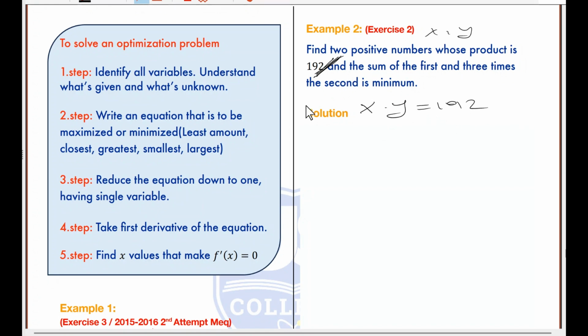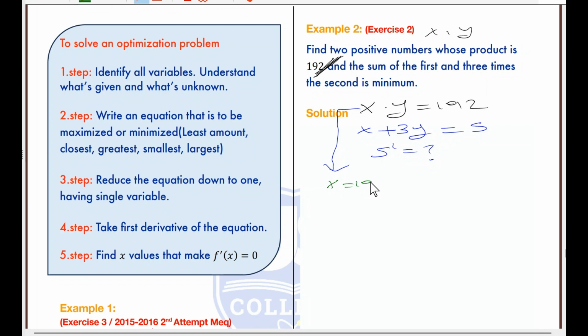And what is asked? Sum of the first, let's say the first one is x, plus 3 times the second. The sum is going to be minimum. So I'm asked to find s prime then. Okay, so like we did in the previous question, we will isolate one of the variables by using the first equation first. Let's isolate x, for example.